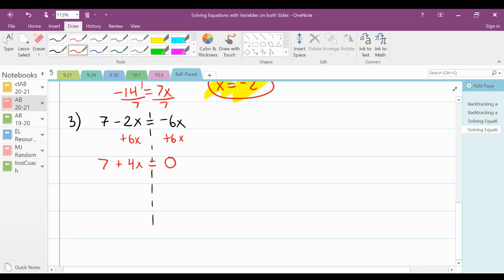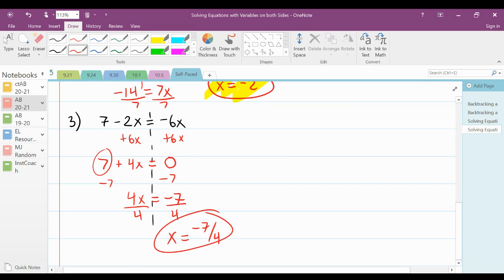Now here that confuses some people sometimes. There's still 0 on the right there, but now I've got to get the numbers on the opposite side of the variable. So I would have to subtract 7 from both sides here, and I'd have 4x equals -7. Divide everything by 4, and I get x equals, and this is okay, a fraction, -7/4.